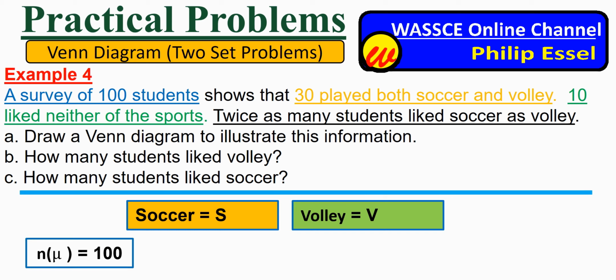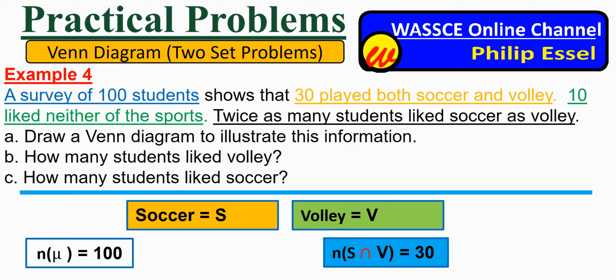Again, in the question, we are told that 10 of these students liked neither of the sports. What this means is that we have 10 students who do not like soccer and volley. So this information would have to be written down. It's important information. So the number of S, that is soccer, union volley, all in brackets, complement is equal to 10.